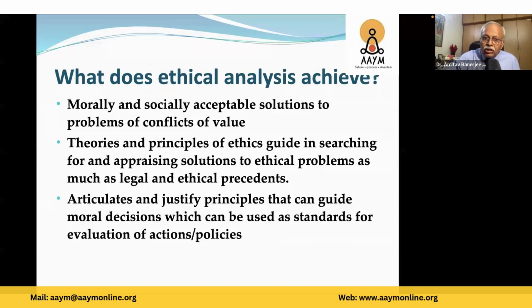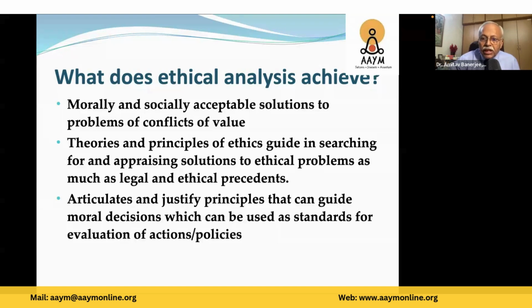In ethical analysis, the ultimate purpose is to reach a morally and socially acceptable solution to problems of conflicts of value. Your decision should be morally and socially acceptable.